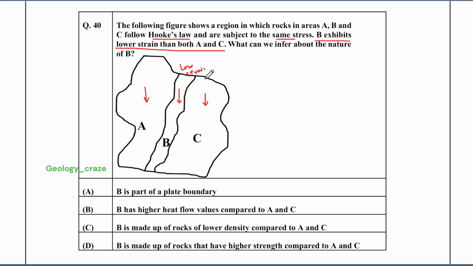Now, what can we infer about the nature of B? We have to tell the nature of B. First, we will learn what Hooke's law is. Hooke's law tells that stress is proportional to strain, and this proportionality has a constant. We call it the Young modulus.